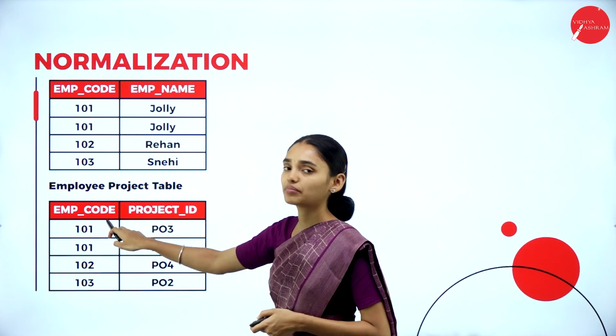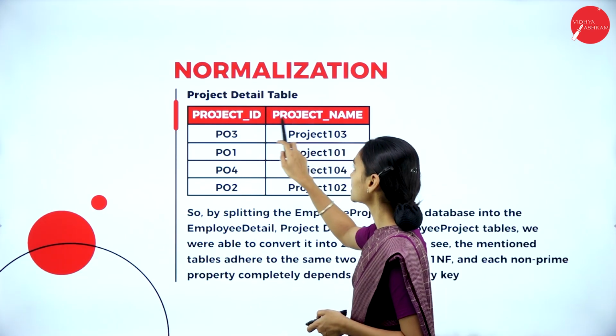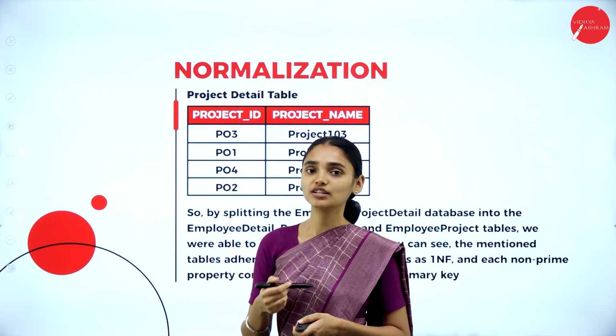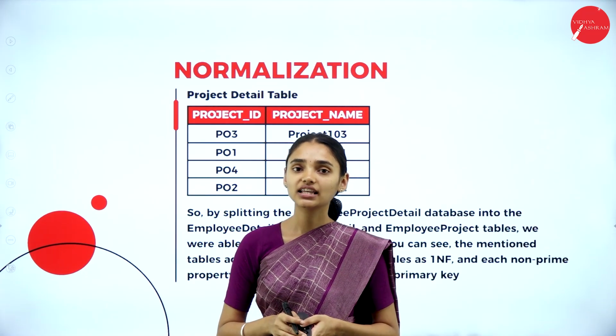So project ID depends on employee code as well. And one more table is project name depends on project ID. So these three tables remove the partial dependency from the table. We can say that it is in second normal form.